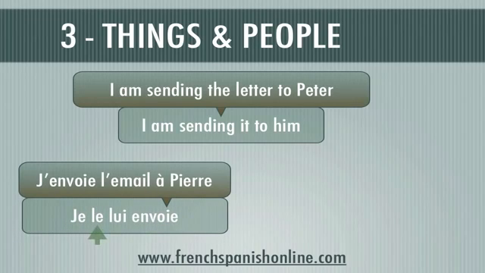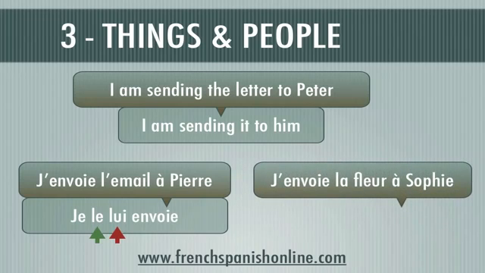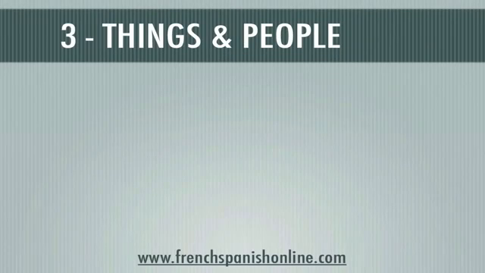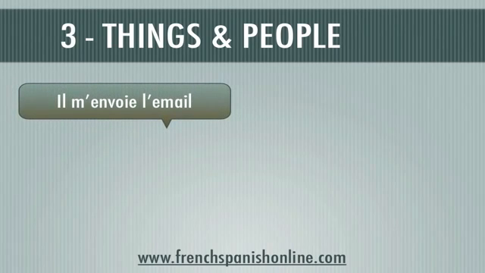As you can see, the direct object is before the indirect one. Je le lui envoie. J'envoie la fleur à Sophie, so with the feminine word, je la lui envoie. Okay? It's not a rule, unfortunately. It works only with the third person. With the other person, it's the opposite.